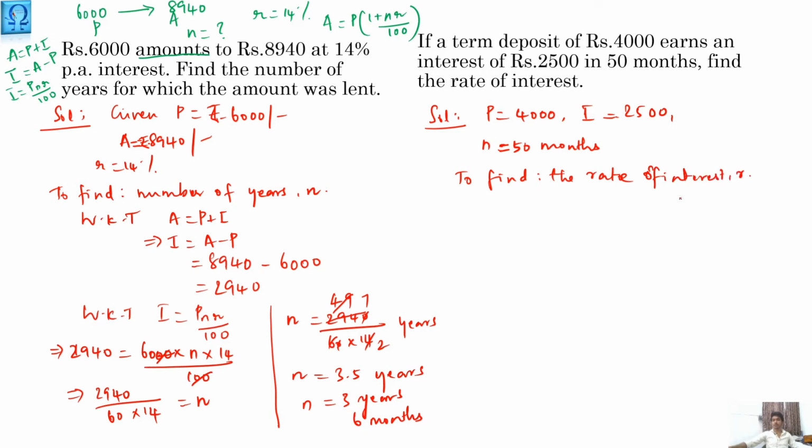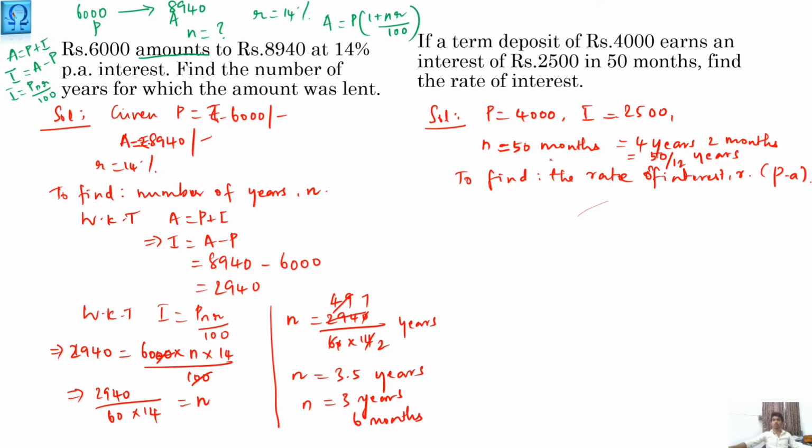Is R, right? So it is R percentage per annum. So this 50 months has to be converted to what? This has to be converted to number of years. So when you convert it to number of years, you are going to get what? 4 years, 2 months. Or it may be simply written as 50 upon 12 years, right?